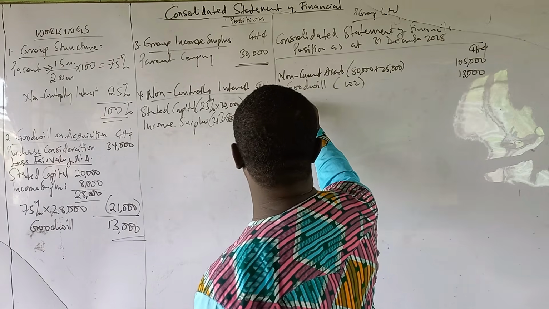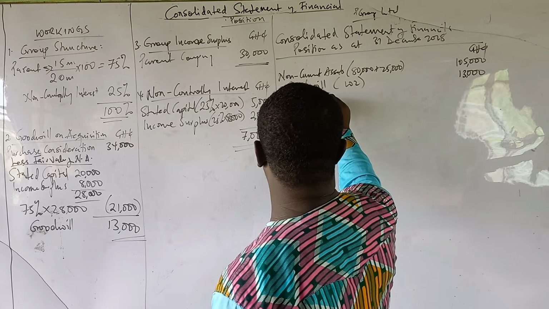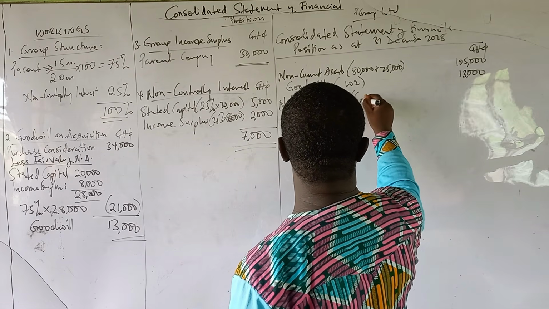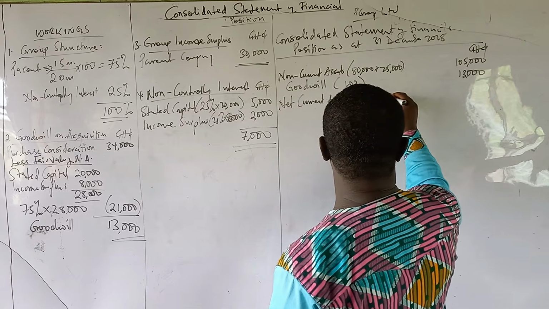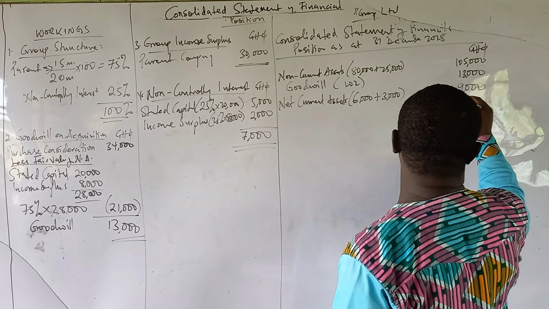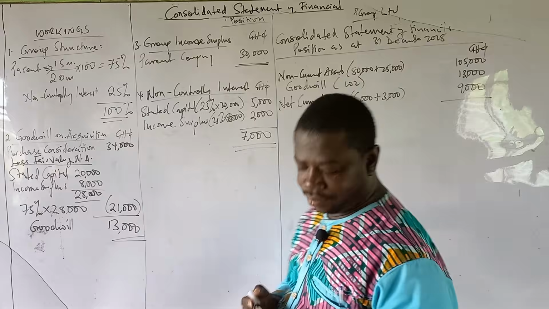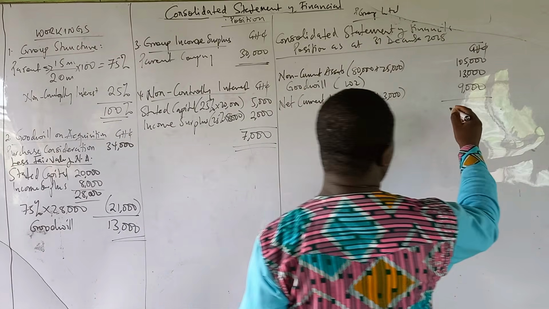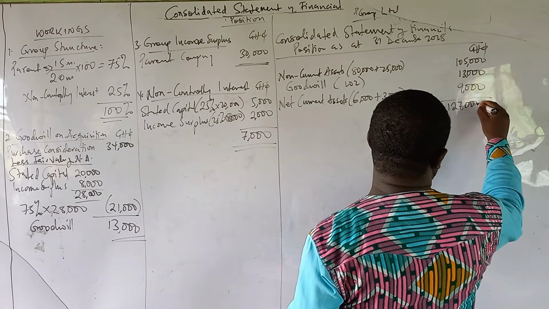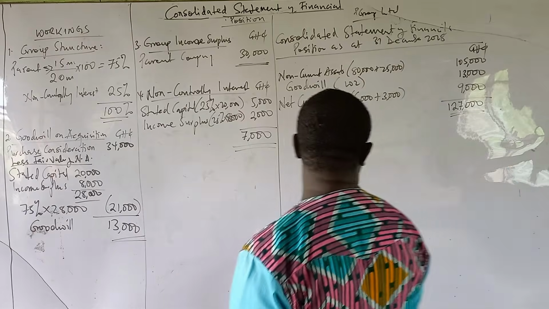Then we add the net current assets, which is the working capital. For the parent it is 6,000. For the subsidiary it is 3,000. So that gives us a total of 9,000 Ghana cedis. And therefore, our total net asset will be 127,000. That is the total.